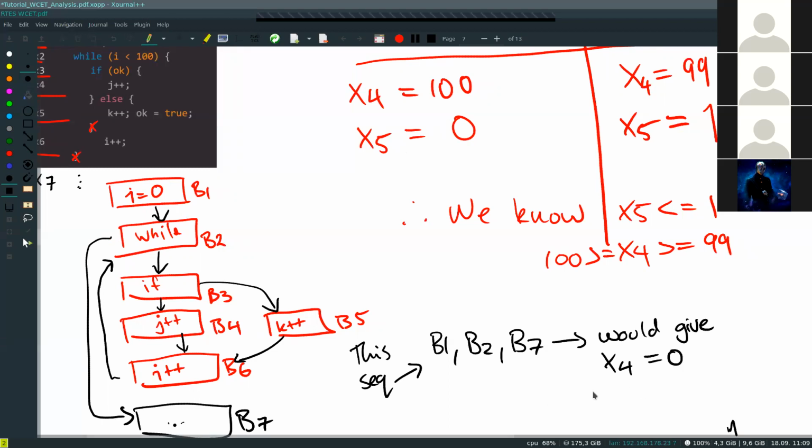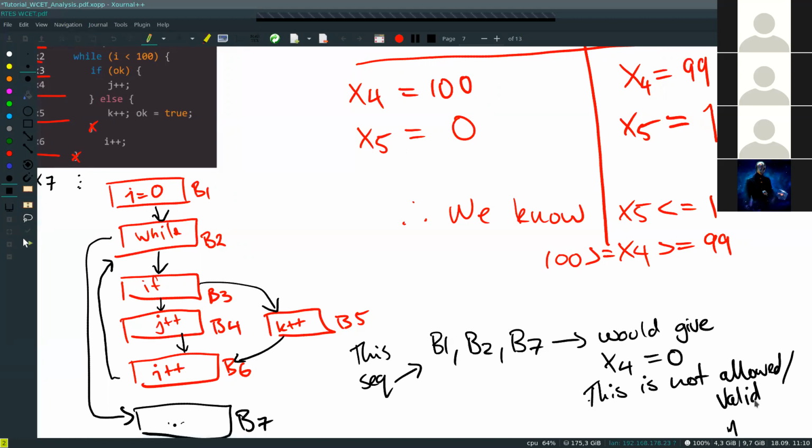So this is not allowed, or better said, not valid, right? This makes sense where the logical constraints come in. When we're solving this, the logical constraints will tell the solver that the path B1, B2, B7 is not allowed and we shouldn't take it. It's one of these infeasible paths. And so this is how this constraint would come in to help the solver solve the optimization problem that we want to do. That makes sense?